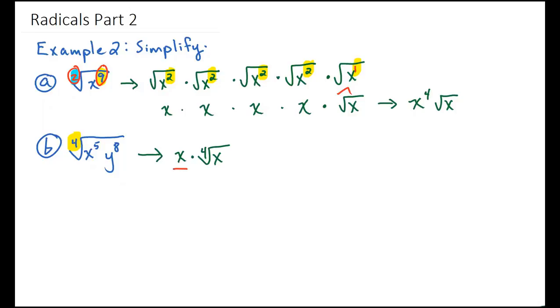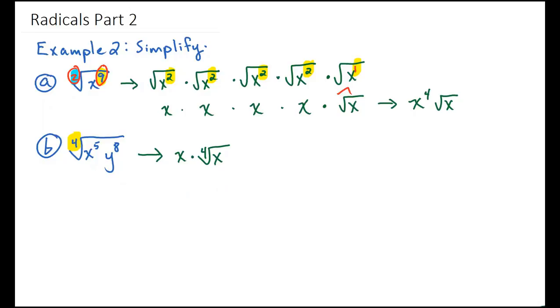So this x that's outside the radical was the group of 4 that then got fourth rooted, because a fourth root takes sets of 4s and makes them single. This x that's still under the radical was the single leftover remainder.